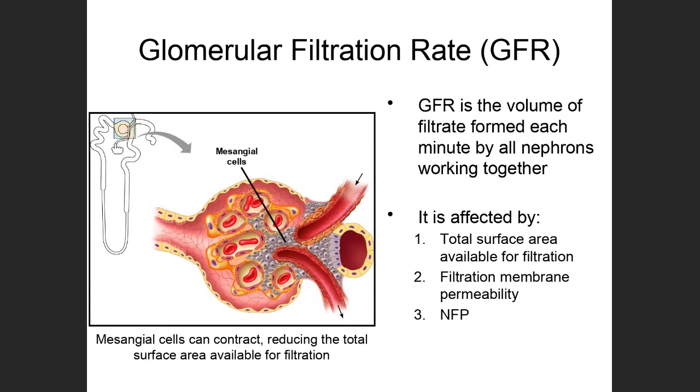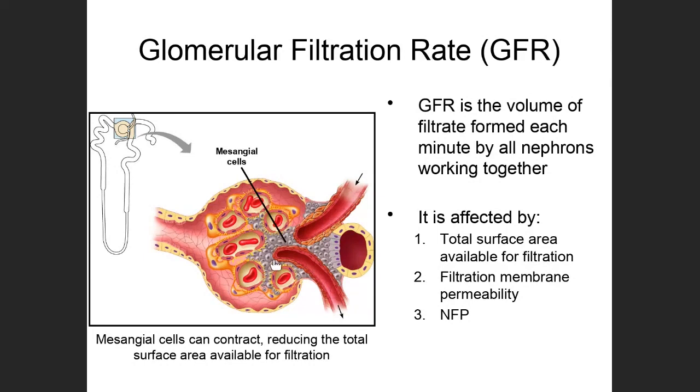So to reorient you, here's our afferent arteriole bringing blood into the glomerulus. These little blood vessels that are cut in cross section are the capillaries of the glomerulus itself. And then we've got the efferent arteriole that's taking blood away. I want you to focus for a minute on these purple cells that are interspersed in between the different branches of this capillary.